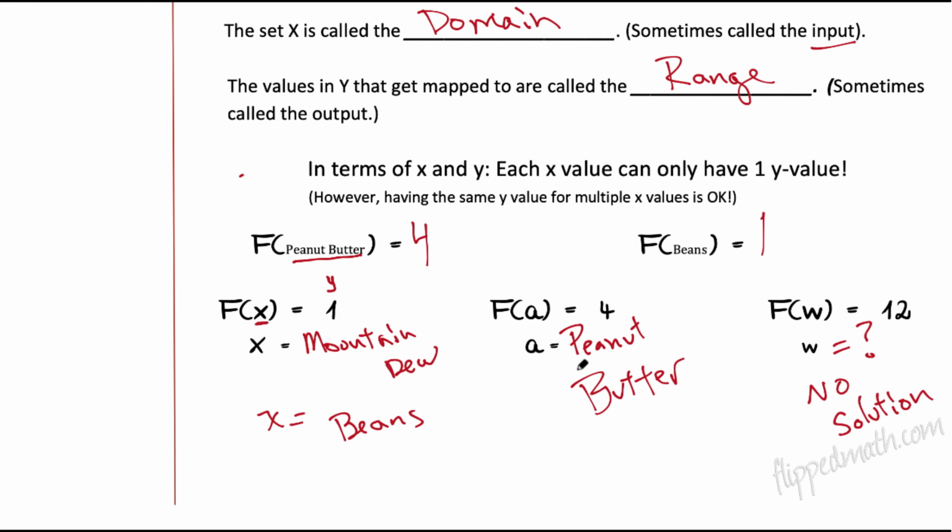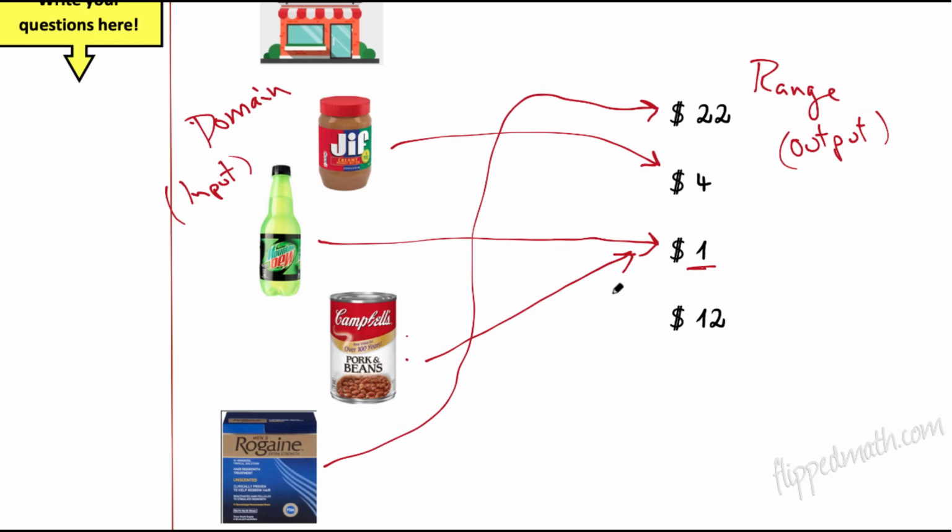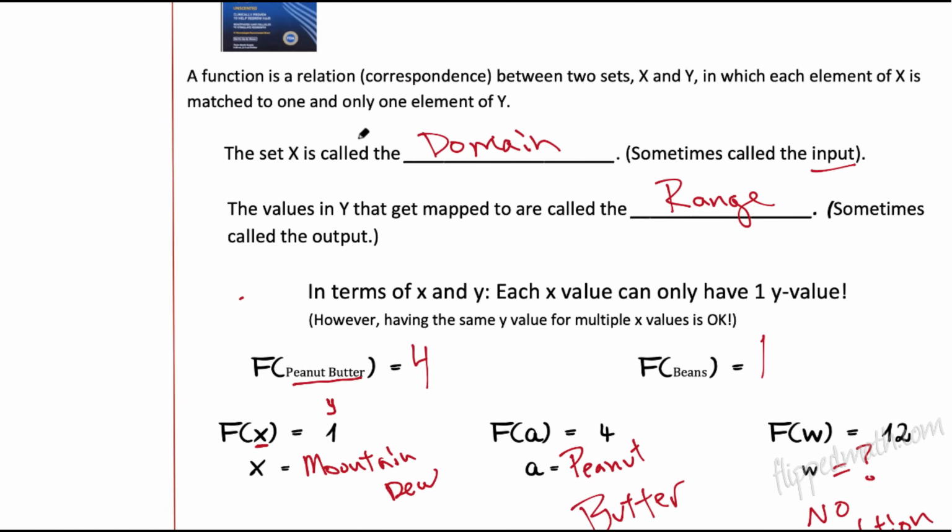Okay, so hopefully you got these 2 answers. This one is kind of working backwards from the other example we did there. If f of a equals 4, that means I plugged a in, and my answer was 4. It means the price was 4. So what was 4? The peanut butter.